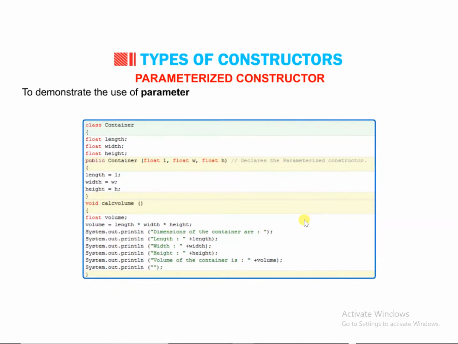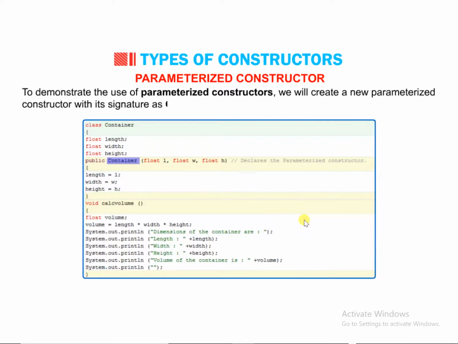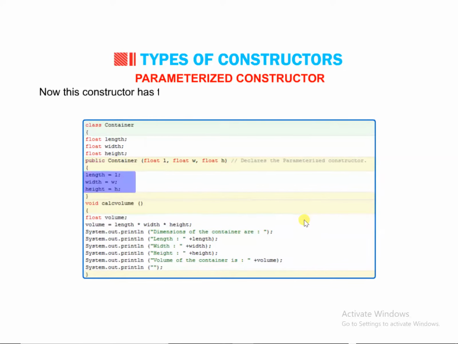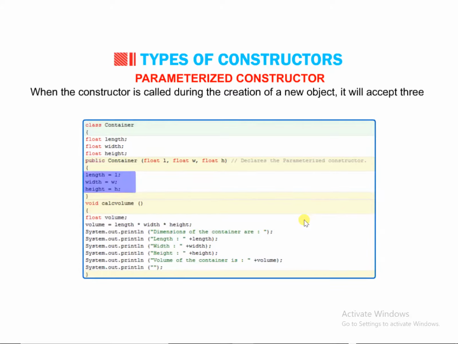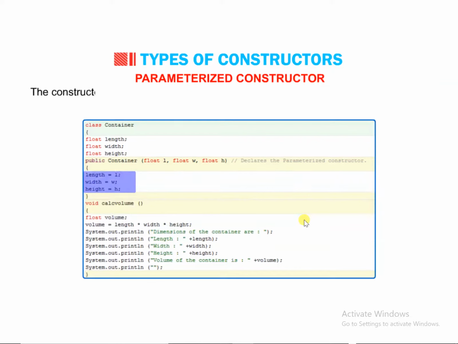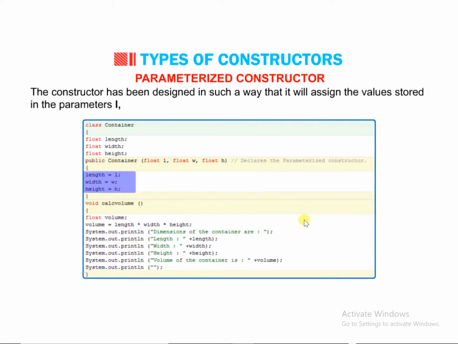To demonstrate the use of parameterized constructors, we will create a new parameterized constructor with its signature as Container(float L, float W, float H). Now this constructor has three parameters, L, W, H, that will accept three float type arguments. When the constructor is called during the creation of a new object, it will accept three float type arguments. The constructor has been designed in such a way that it will assign the values stored in the parameters L, W, and H to the variables length, width, and height respectively.